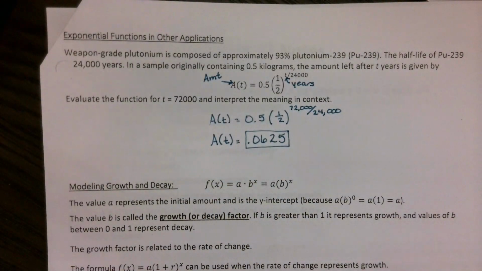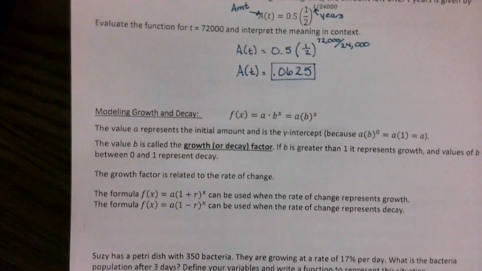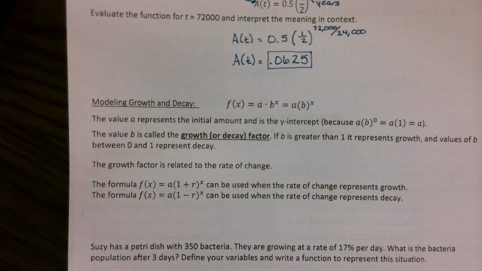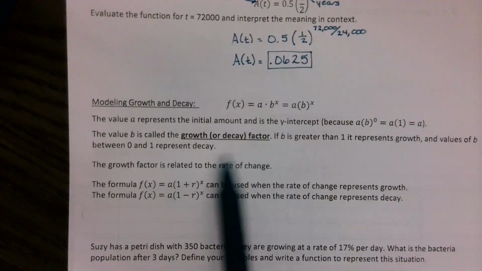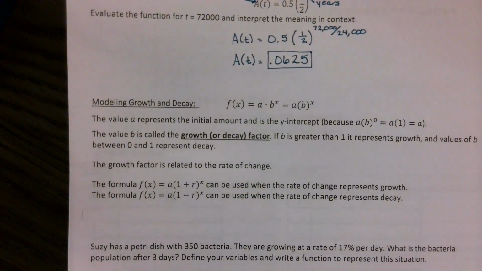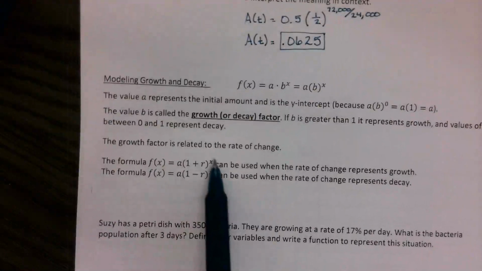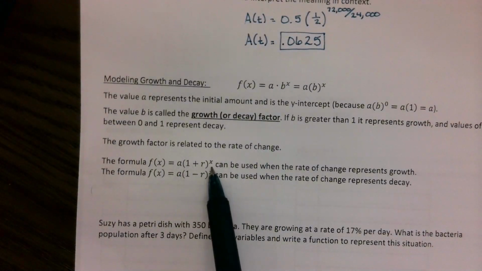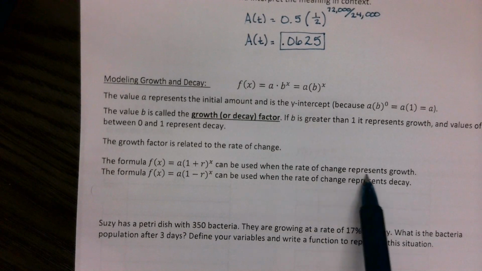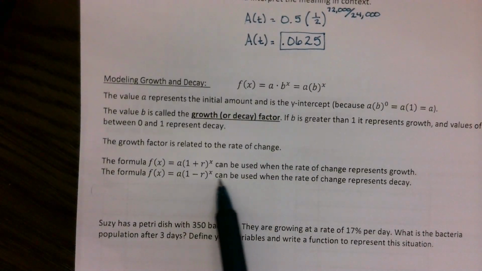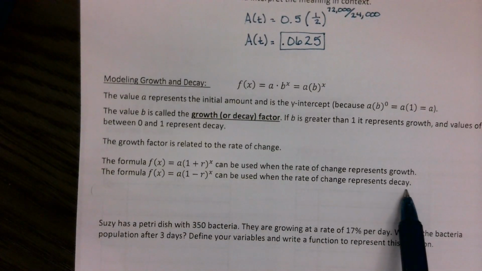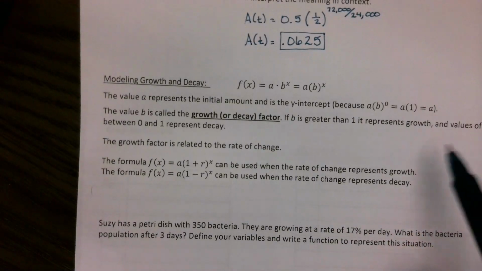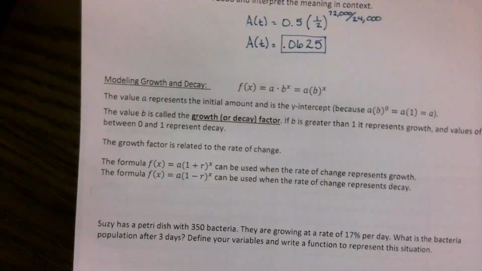Okay, that's one application. Another one, we've got modeling growth and decay. Basically, when you look at all these, it usually will tell you that it grows or it decays at a certain rate. And we're going to use these formulas right here. The growth factor is related to the rate of change. We have this formula, which can be used when the rate of change represents growth, and we have this formula that represents a decay. The only difference in the formula is one's a plus, one's a minus.